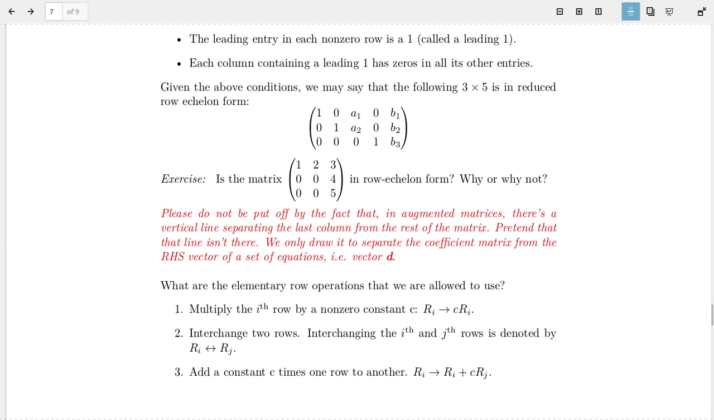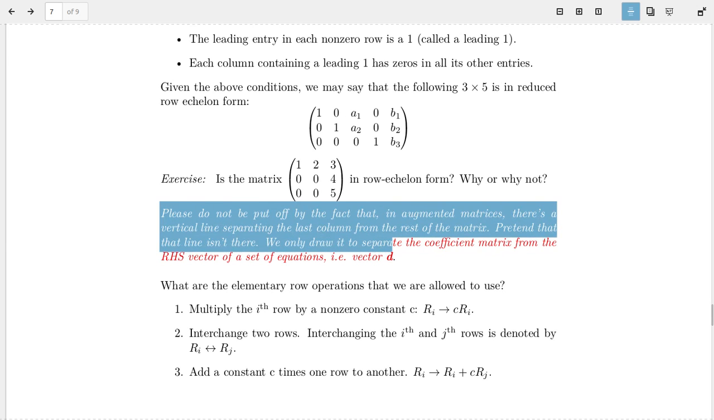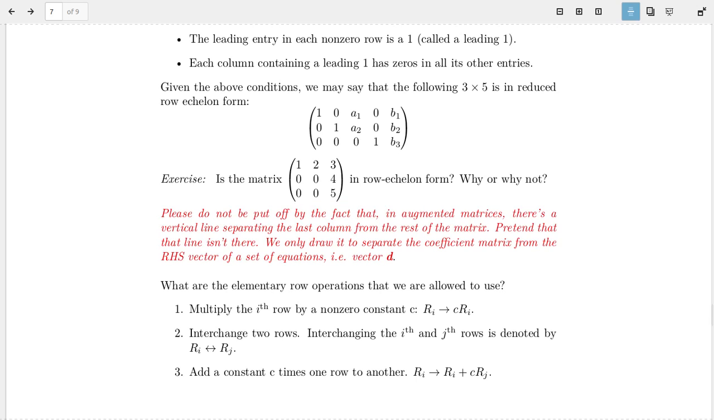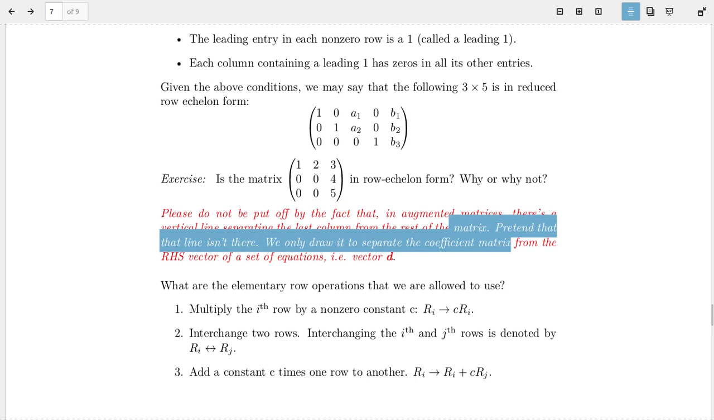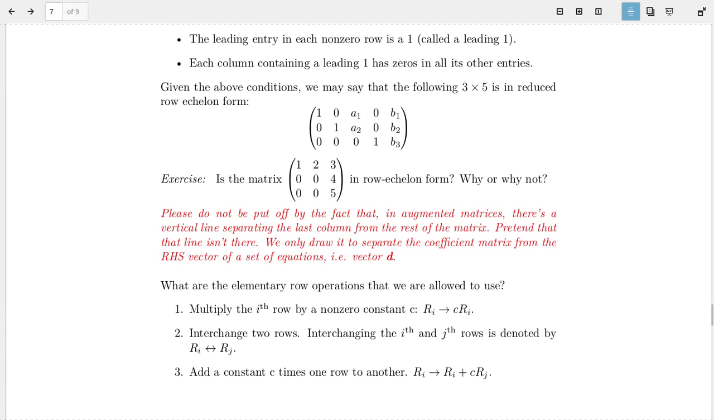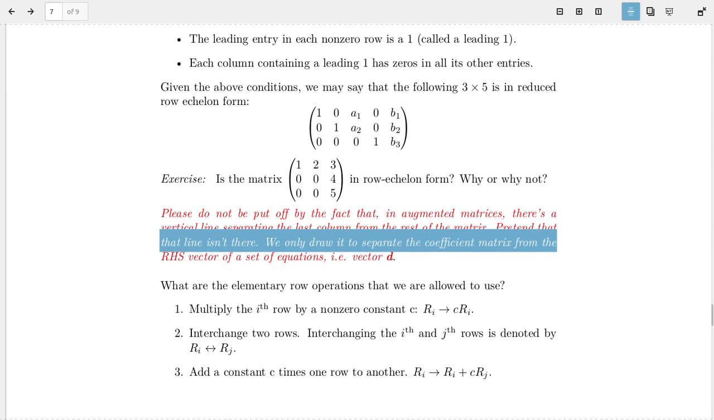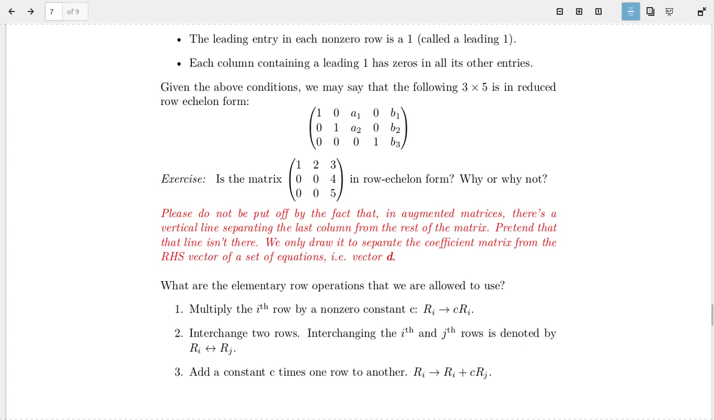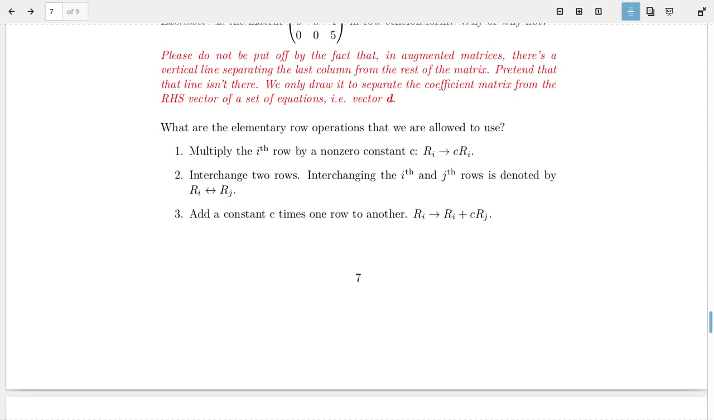So here's what I'm saying: please do not be put off by the fact that in augmented matrices there's a vertical line separating the last column from the rest of the matrix. Pretend that that line isn't there. We only draw it to separate the coefficient matrix from the right-hand side vector of a set of equations, that is vector t. Okay, now what are the rules of the game? What are these elementary row operations that you are allowed to use? The elementary row operations that you are allowed to use are as follows.